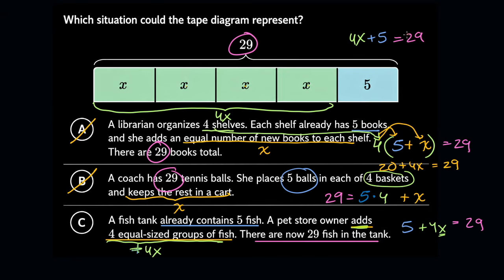And that's exactly what we wrote up here. It's just we changed the order of addition, which of course you can do. 5 plus 4x is the same thing as 4x plus 5. So I definitely like that choice.